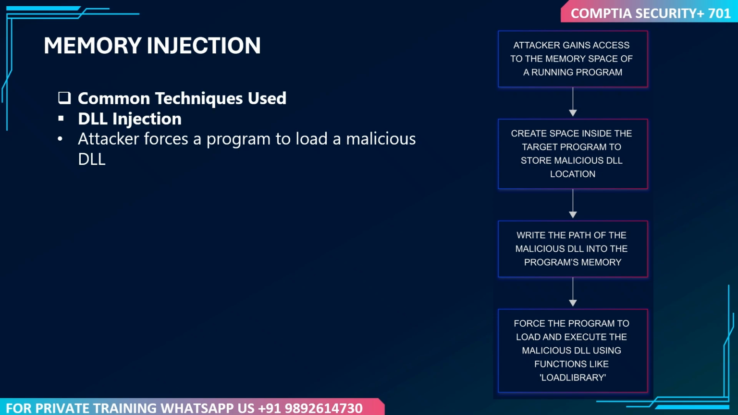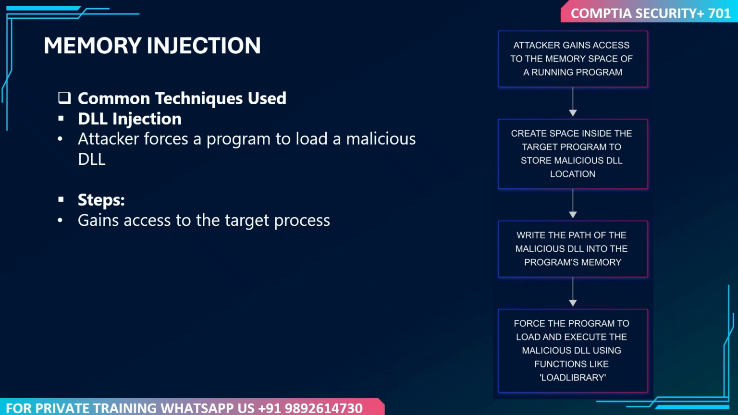There are several ways attackers perform memory injection. Here are some common techniques. DLL injection. Dynamic link libraries are files used by multiple programs to perform common functions. In DLL injection, an attacker forces a program to load a malicious DLL into its memory.